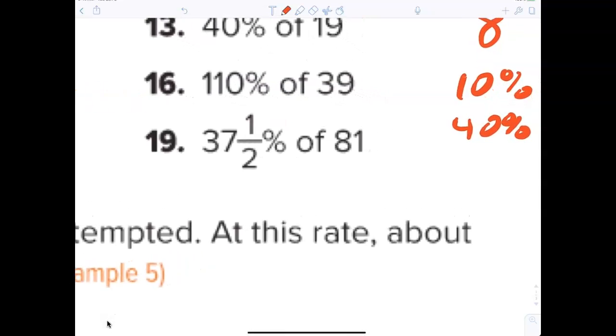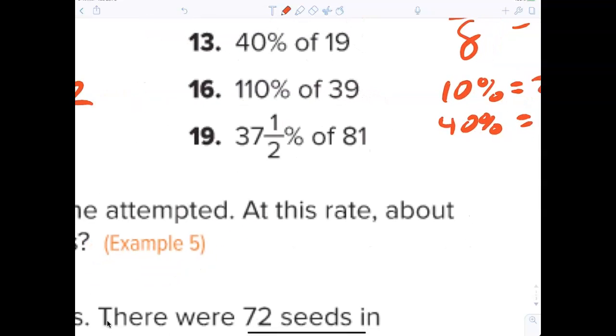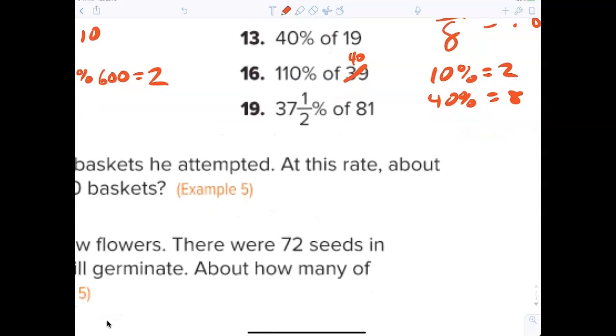110%. What are you thinking? We could do it. That's right. We could change 39 to 40. And then what's 10% of 40? 4. But what's 100%? So what would be 100% of 40? 40. That's right. And 10% is equal to what?